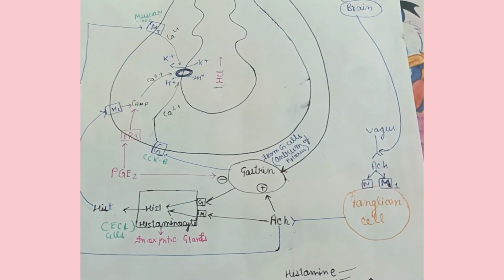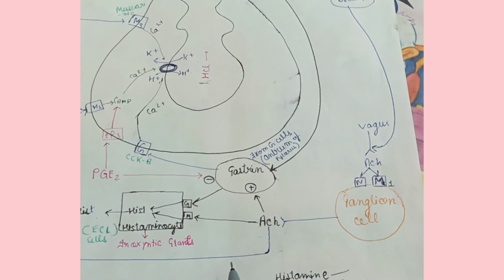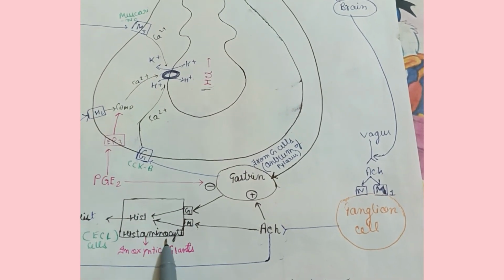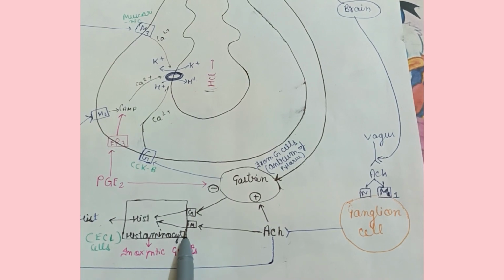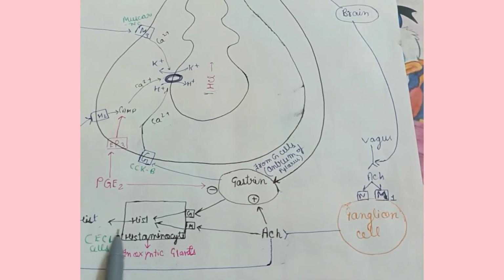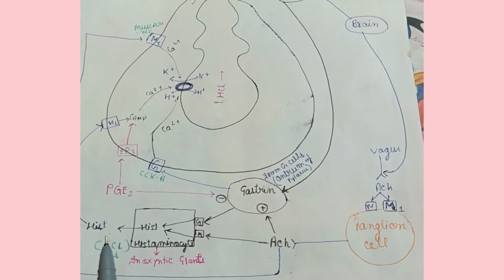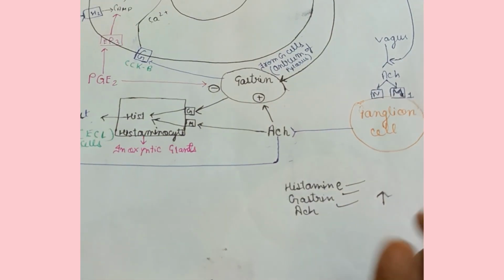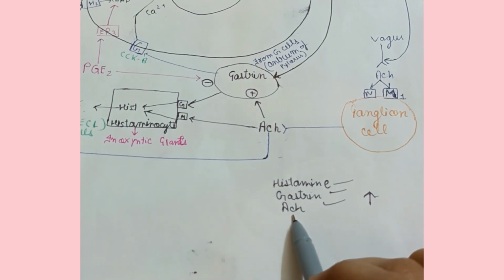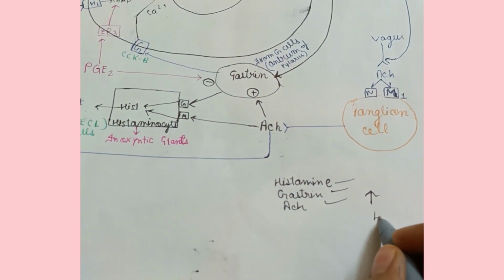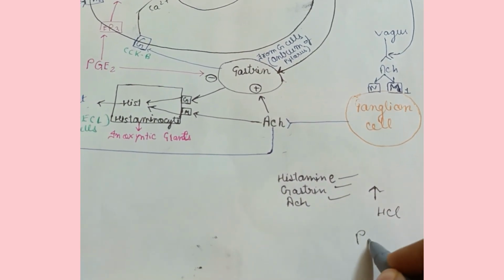And the third way is it acts on the histaminocytes through its receptor present on the histaminocytes, which in turn increases the histamine secretion. Histamine increases the production of HCl. So mainly, histamine, gastrin, and acetylcholine are responsible for the increase in the production of HCl via parietal cells.